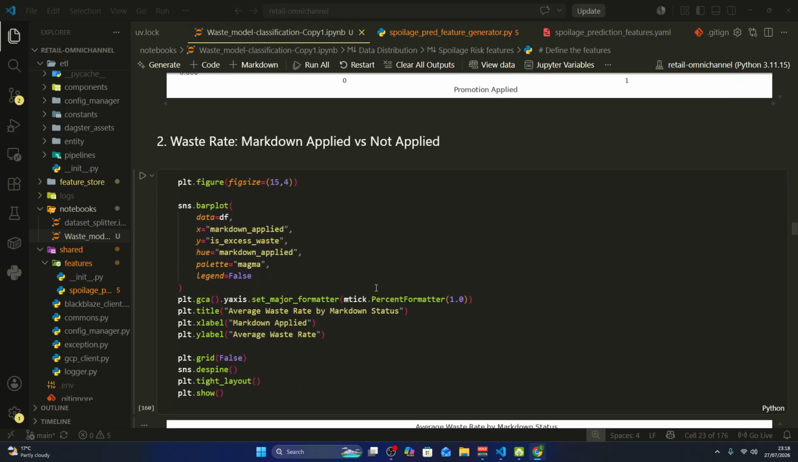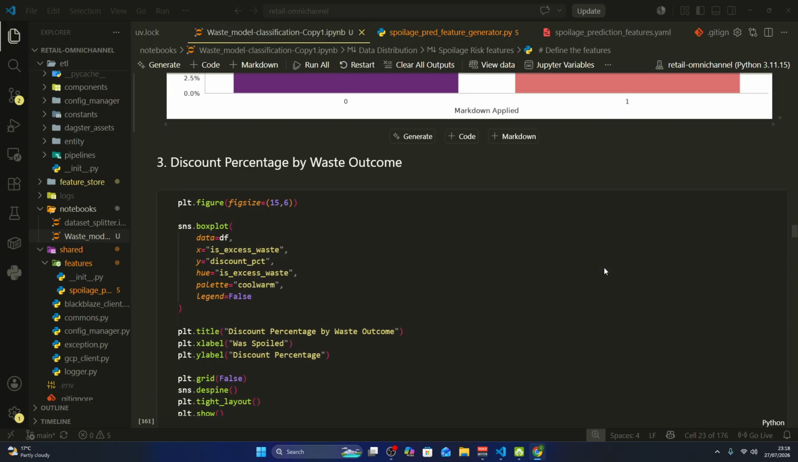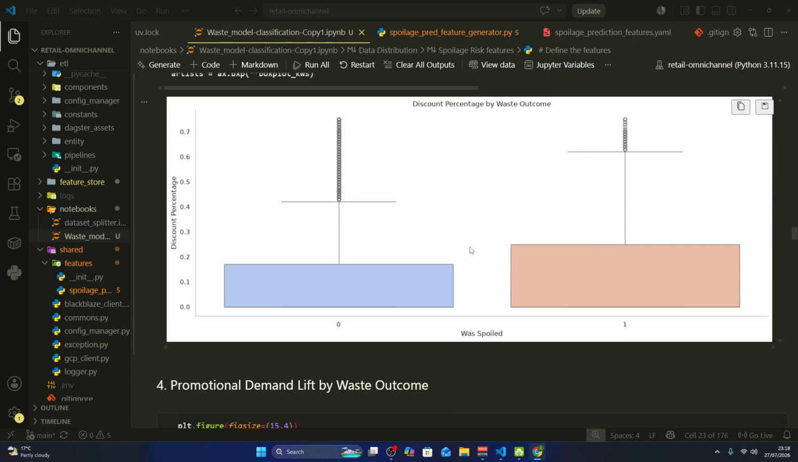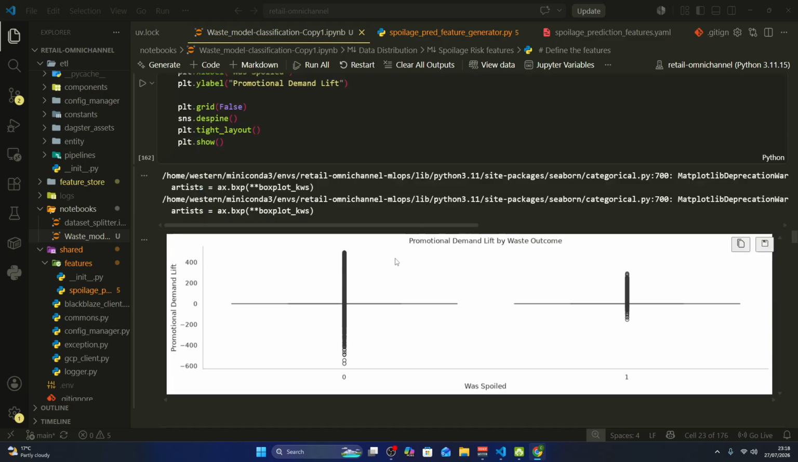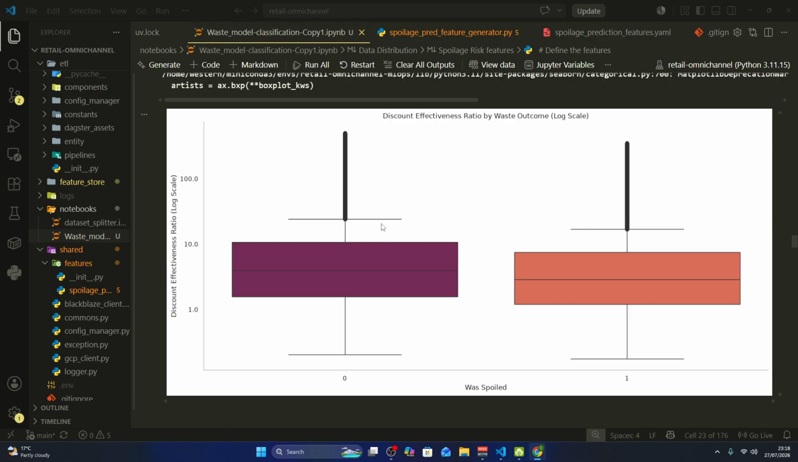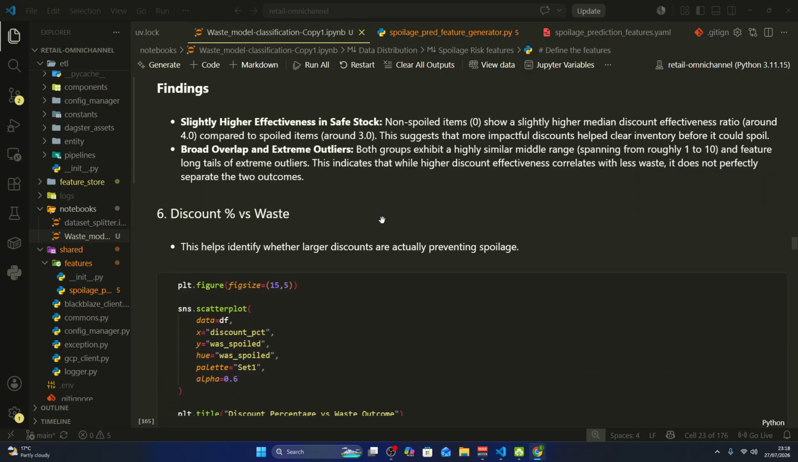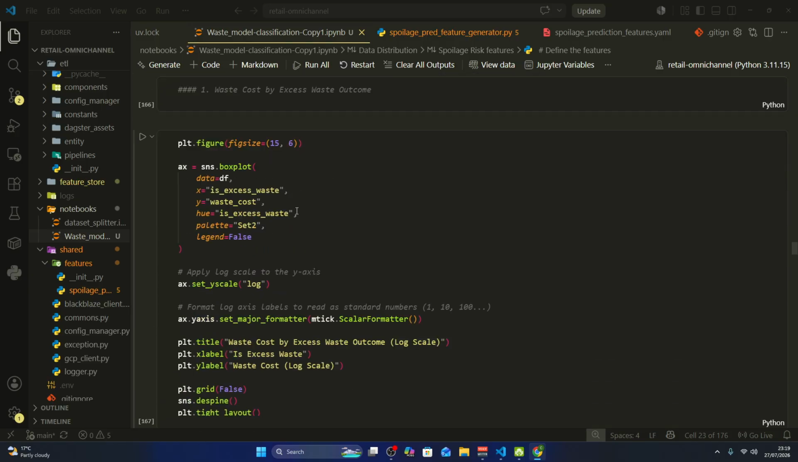Waste rate, markdown applied versus not applied. For the markdown applied, the waste rates were quite lower. Where markdown was not applied, the waste rates were quite higher. And again, the median is closer to the 5th percentile. Then with this one, there's not much change. This is discount percent versus waste. There's not much correlation here.